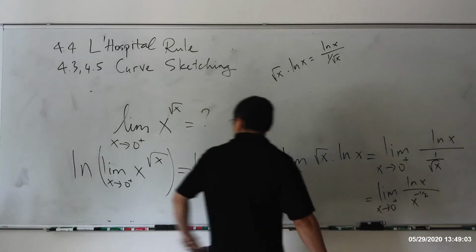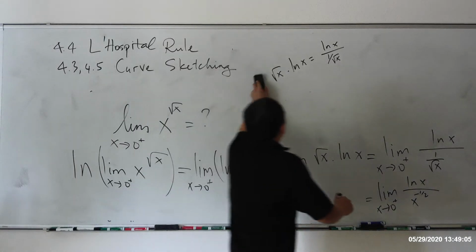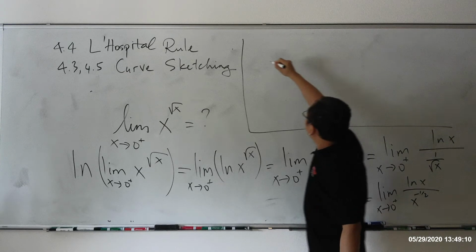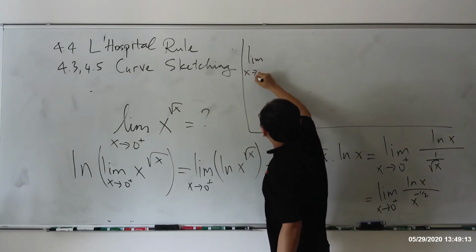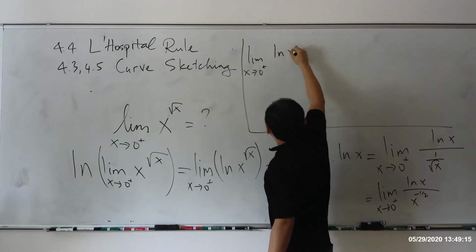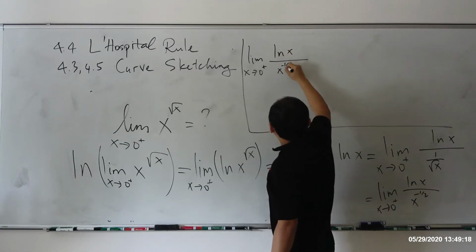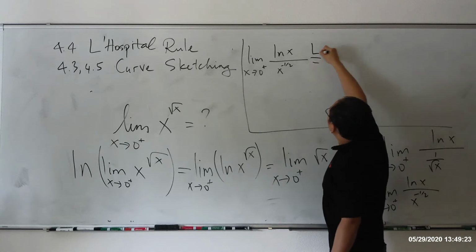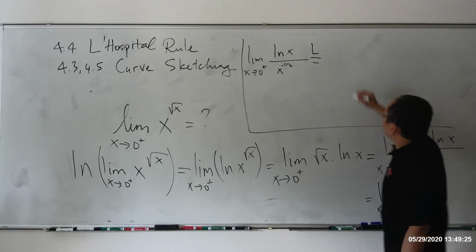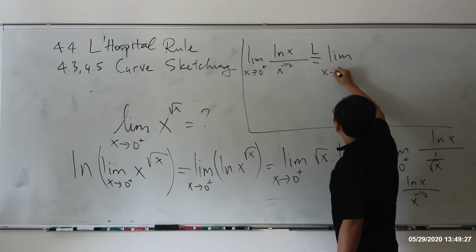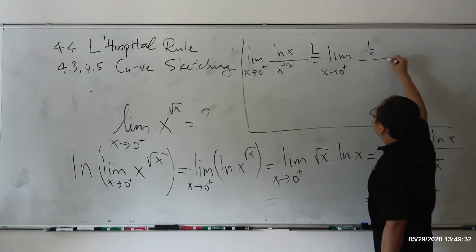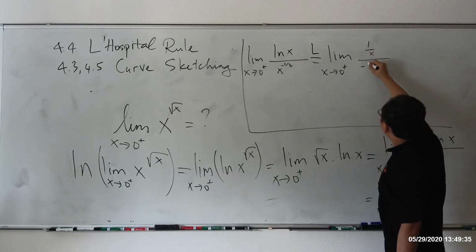Okay, so I wrote too big, so let me go up here and now continue the problem. I have the limit as x goes to 0 plus of ln of x over x to the negative 1/2. Of course, L'Hopital, because of the form infinity over infinity. I'll put an L right here to indicate that I'm using L'Hopital. So limit x goes to 0 plus. Derivative of ln is 1 over x. Derivative of x to the negative 1/2 is negative 1/2 x to the negative 3/2.